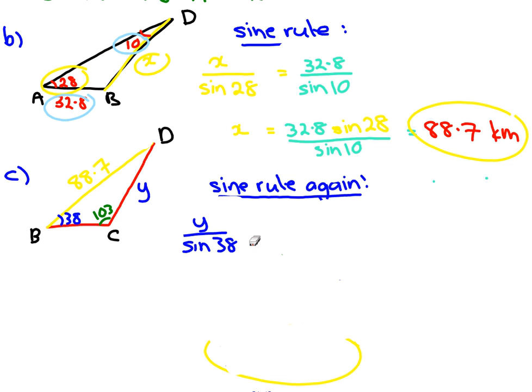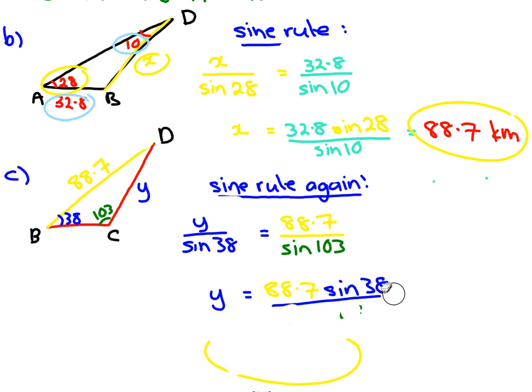88.7 over sine of the angle. Get your method mark by doing that, lovely. And to solve for y, you need to multiply both sides by sine 38. So how will we show the rearranged version? We could go 88.7 sine 38. Means no multiply sign, looks nice and sophisticated. Very clear working out step there. Plug it into the calculator using a fraction button, and you should hopefully get 56.0 kilometers.